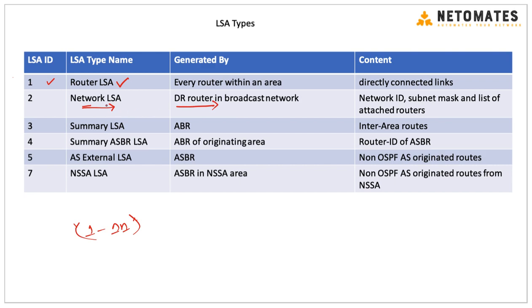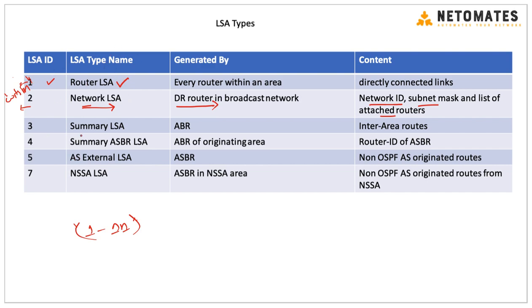Using these network LSAs, the DR router tells other routers in the network about the network ID, the subnet mask in that broadcast network, and the list of attached routers. This also stays within the same area. So these two stay within the area, and these updates won't flood into the other areas.